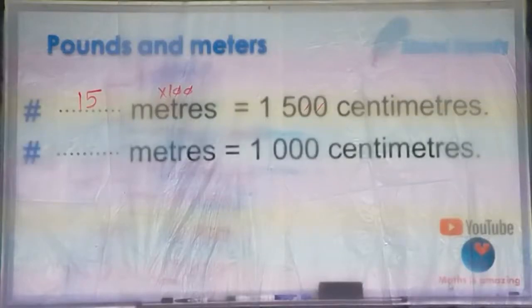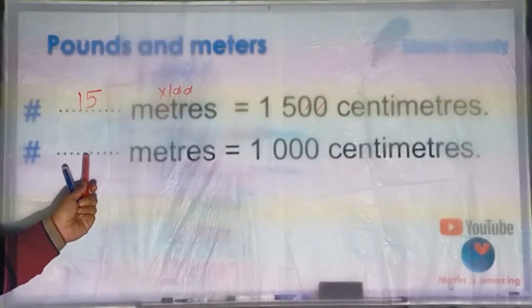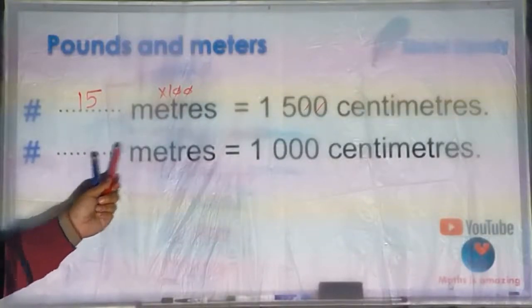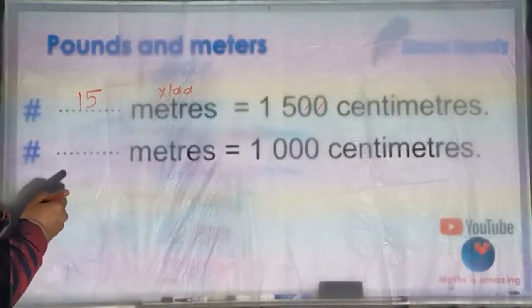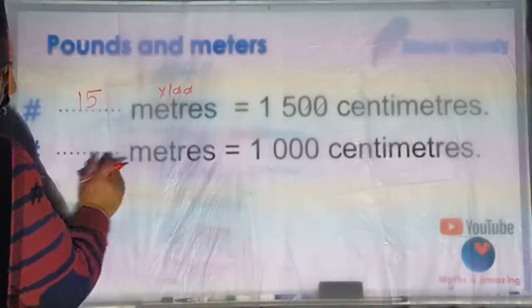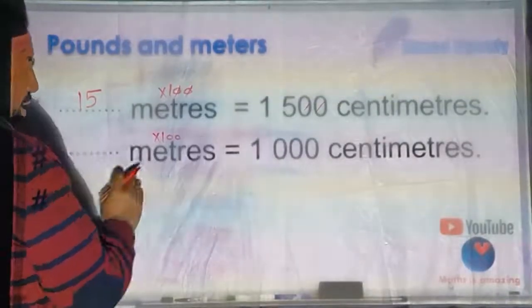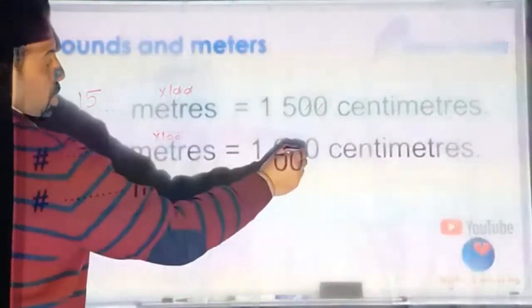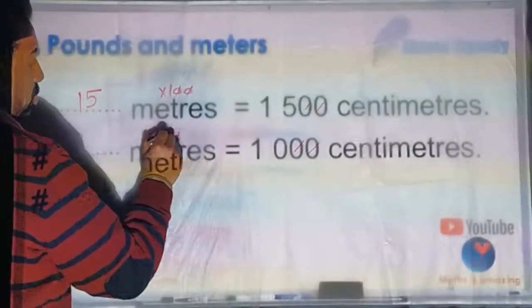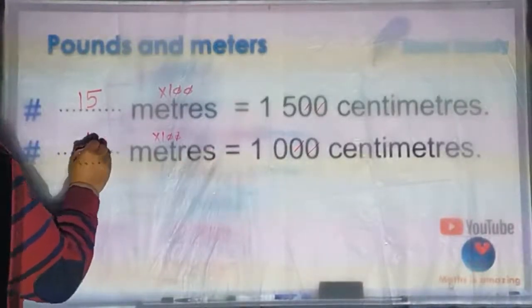Next one. What number multiplied by 100 equals 1,000 meters? Now we know that we must multiply this number by 100. Then compare again. How many zeros here? 3. And how many zeros here? 2. Cancel 2 zeros with 2 zeros. It will be 10. The remainder here is 10. We write 10.